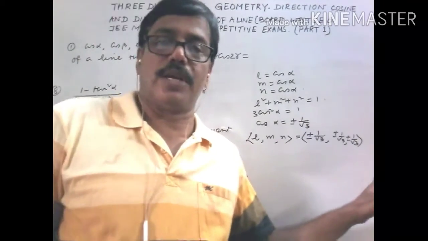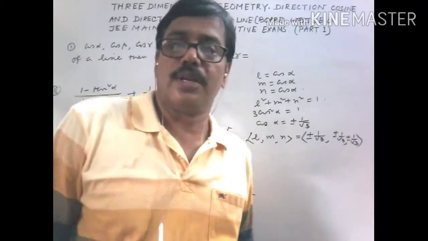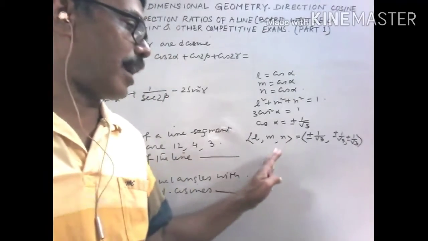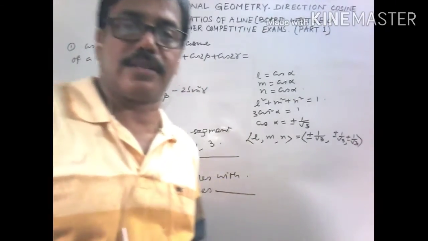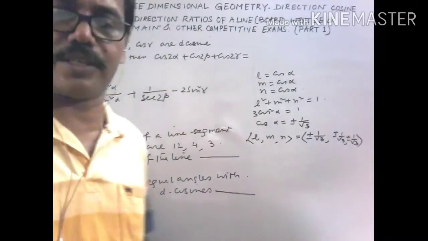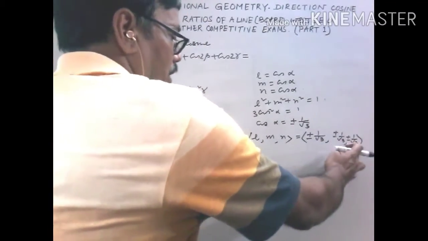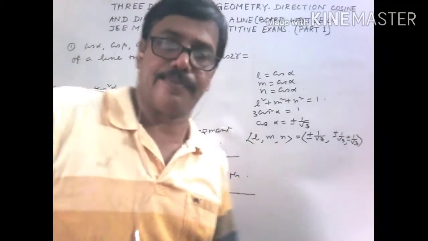If no restriction is given, this is the answer. But if it is given that the line makes an acute angle with the positive x-axis, y-axis and z-axis, then the answer will be 1 by root 3, 1 by root 3, 1 by root 3.